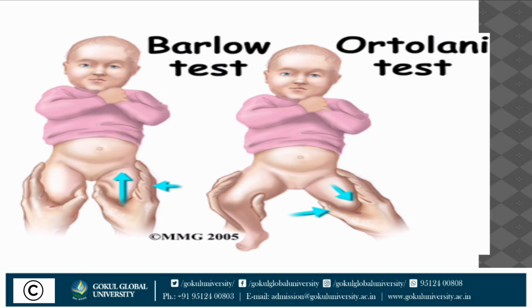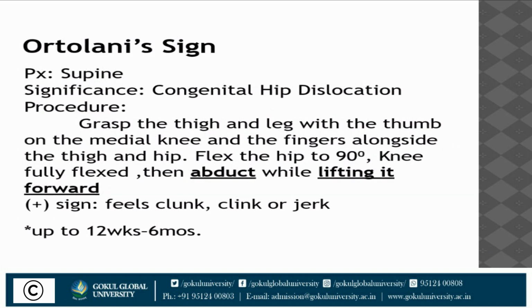In Barlow's test, we have to grasp the thigh and leg with thumb on the medial knee, as we have seen in Ortolani test, and fingers alongside the thigh and hip. Then we have to flex the hip to 90 degree and knee fully flexed. Then abduct and then adduct while pushing downward. This method is also useful in relocation of dislocated hip. If we feel clunk, click or jerk, that means test is positive. So that was Barlow test and Ortolani test, which is done when baby is up to 12 weeks or 6 months.